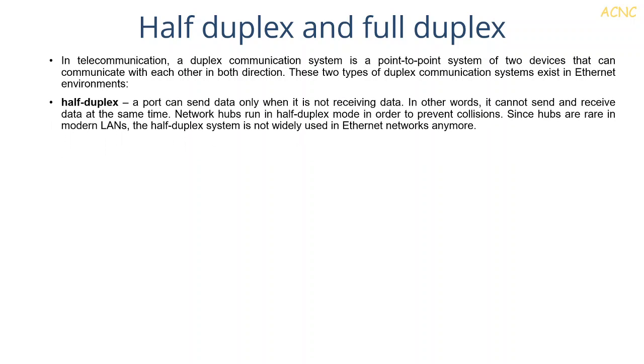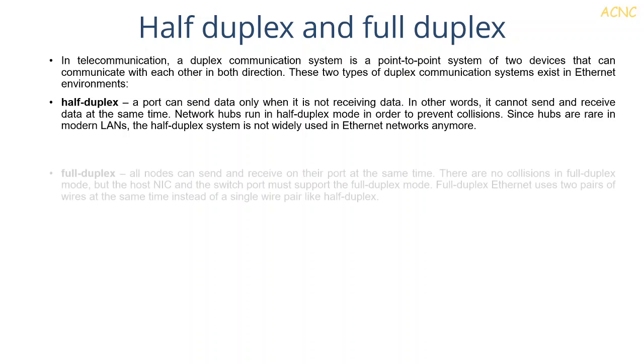Half duplex: a port can send data only when it is not receiving data. In other words, it cannot send and receive data at the same time. It's called a half duplex device. Network hubs run in half duplex mode in order to prevent collisions. Since hubs are rare in modern LANs, as I already told you, hubs are not much used in our present networking. The half duplex system is not widely used in Ethernet networks anymore.